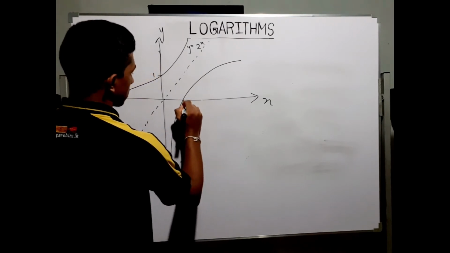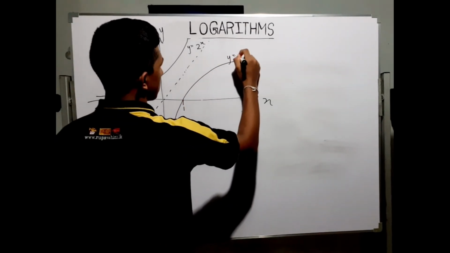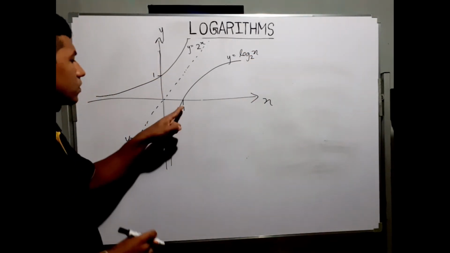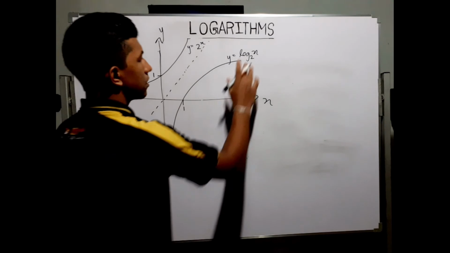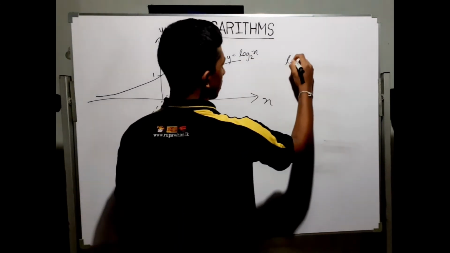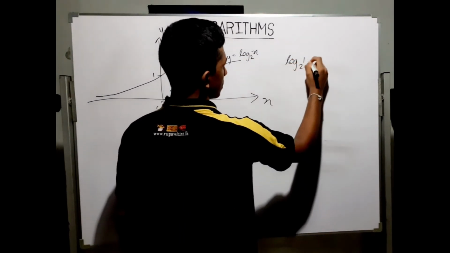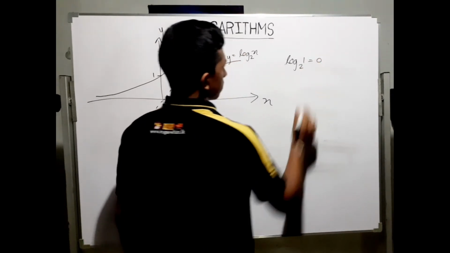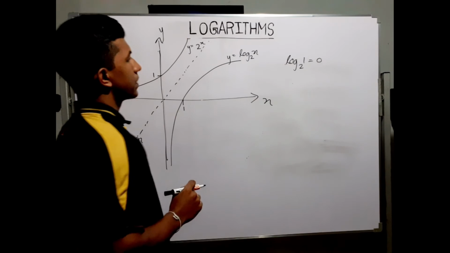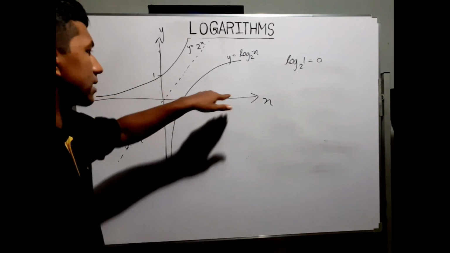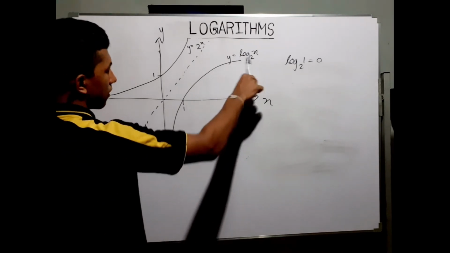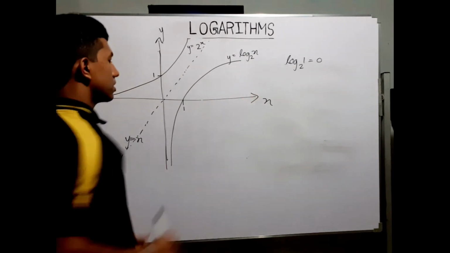And this is also 1. This is y equals log value of x to the base 2. If you notice, when x is equal to 1, it's going to be log value of 1 to the base 2, which is equal to 0, since 2 to the power 0 is equal to 1. So the y value is 0 since it's on the x-axis. So this is the basic log graph for log value of x to the base 2.